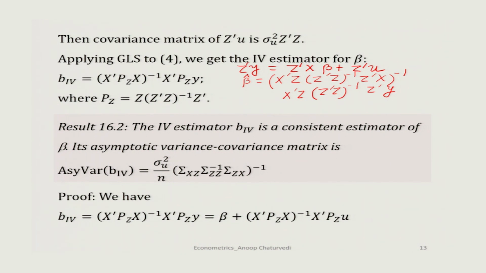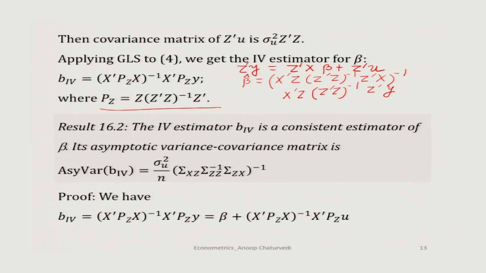And then we write P z equal to Z, Z transpose Z inverse, Z transpose. So, we get B I V equal to x transpose P z x whole inverse x transpose P z y. So, P z is equal to Z Z transpose Z inverse Z transpose. Then again the instrumental variable estimator B I V is a consistent estimator of beta, and its asymptotic variance covariance matrix is sigma square u upon n, sigma x z, sigma z z inverse, sigma z x whole inverse.